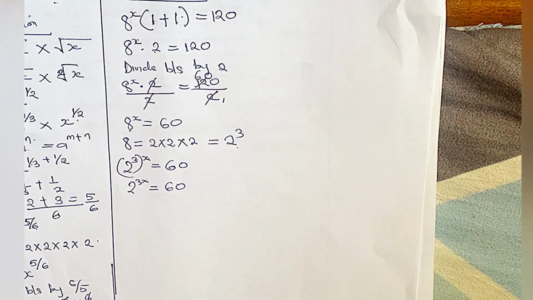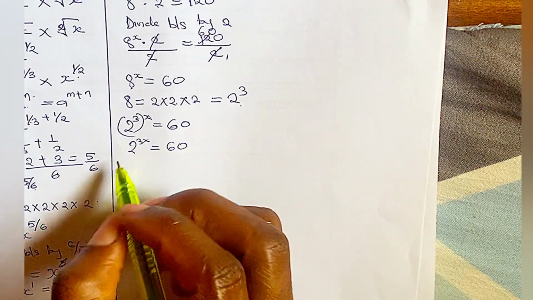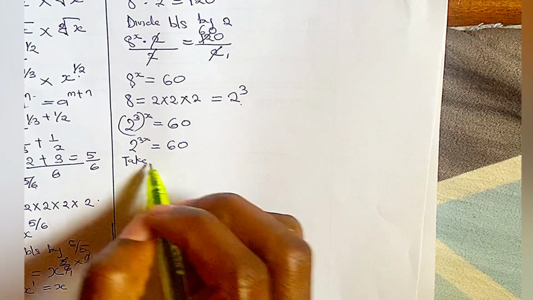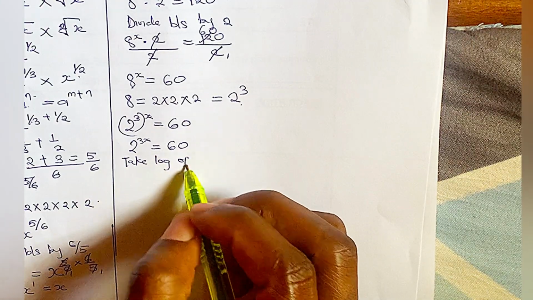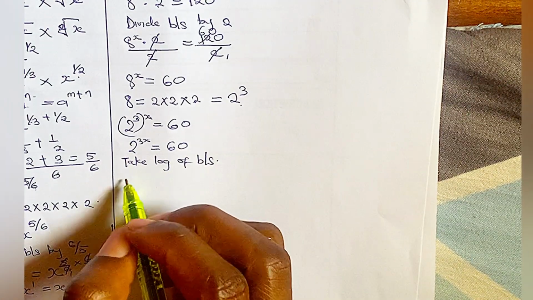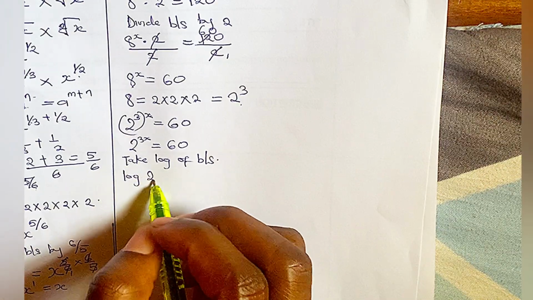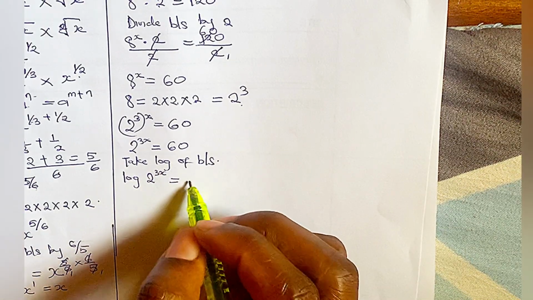So the next step here is to do what? Take the log of both sides. So we write take log of both sides to have log 2 to the power of 3x is equal to log 60.